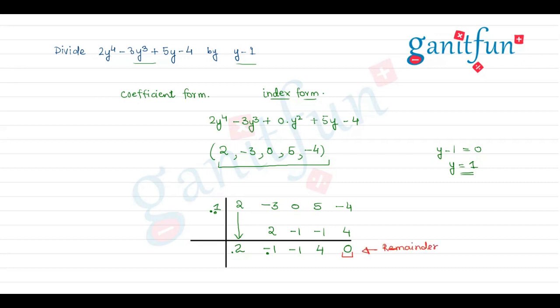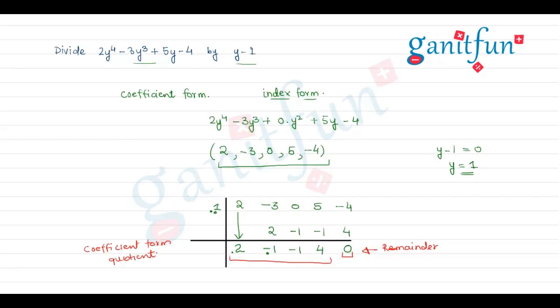And 2, minus 1, minus 1, 4 is the coefficient form of the quotient. So now we'll try to find out what the coefficients are in terms of y. Let us write the coefficient form of the quotient, that is 2, minus 1, minus 1 and 4.